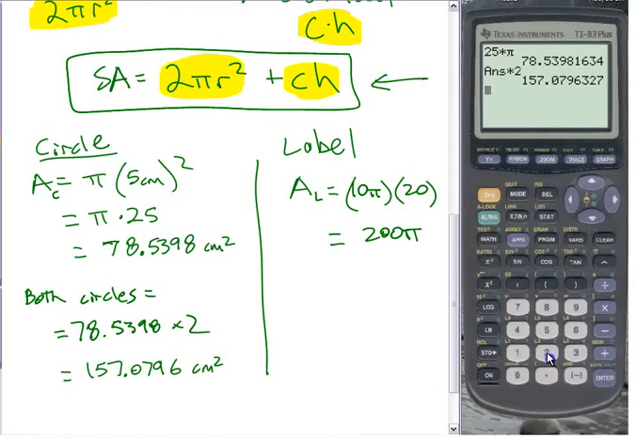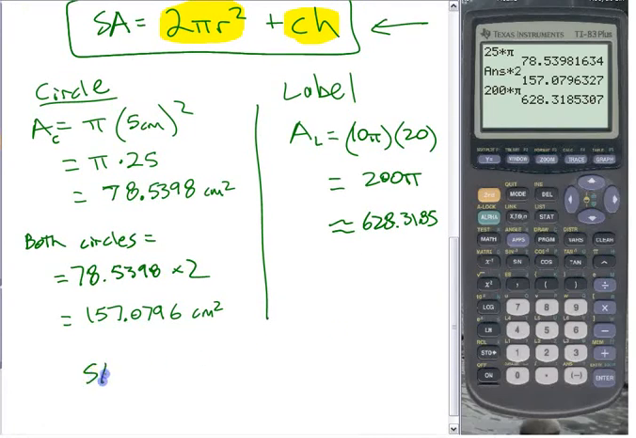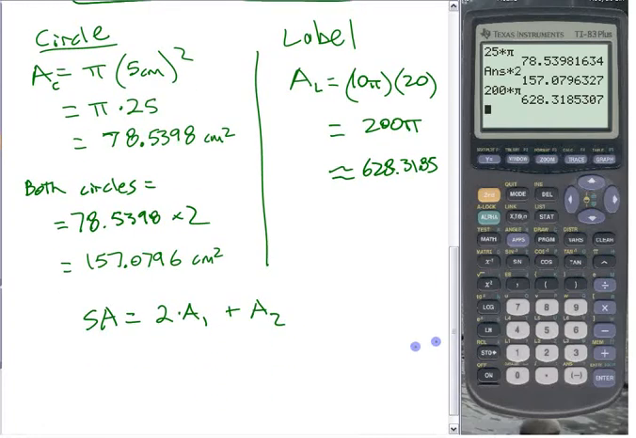What's that? 200 times pi. So we got that number, which is roughly equal to 628.3185. Our total surface area then is those two things added together, right? You can say it's 2 times area 1 plus area 2, or 2 times area of the circle plus area of the label, however you want to organize it. 157.0796 roughly, plus 628.3185.